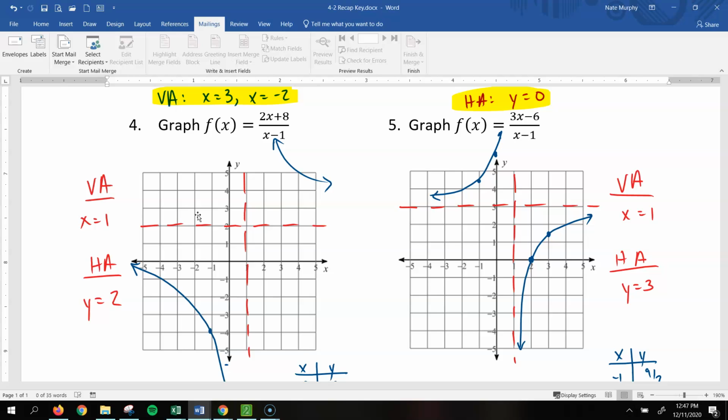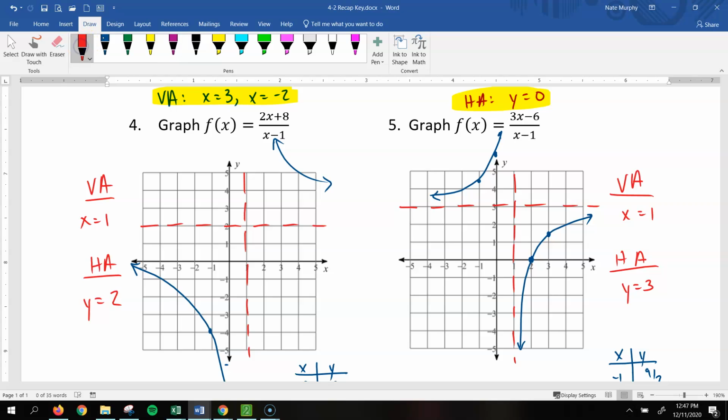Now for the horizontal asymptote, I notice that the degree for both of those is 1. So this has a degree of 1, this has a degree of 1. Since they have the same degree, your horizontal asymptote is going to be y equals the leading coefficient of the numerator divided by the leading coefficient of the denominator. So it would be 2 divided by 1, which is just 2. So we'd have a horizontal line going through where y is 2. So those are our 2 asymptotes. That's important to know how to graph those.